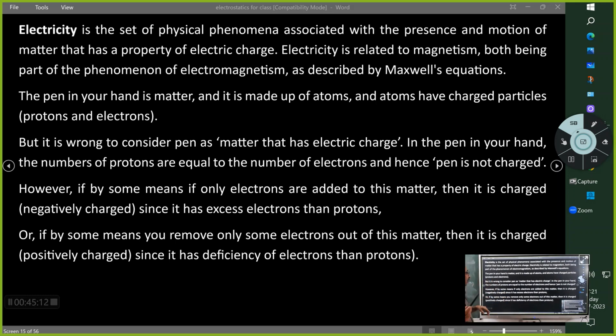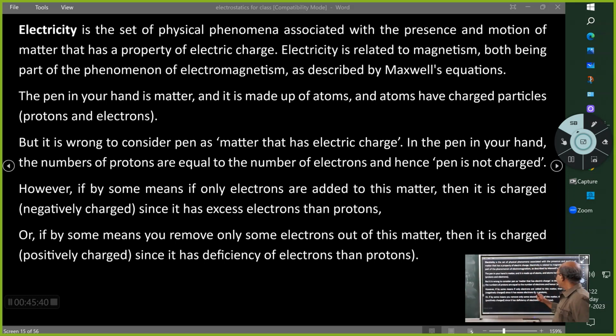The pen in your hand is matter and it is made of atoms, and atoms have charged particles, protons and electrons. But it is wrong to consider the pen as matter that has electric charge. Does this pen have electric charge? No, sir. You should say no. Now, frankly speaking, it has electrons, so there is charge. It has protons, there is charge. But when you say matter is charged, that means it should have a deficient or excess number of electrons. Got it? Yes, sir.